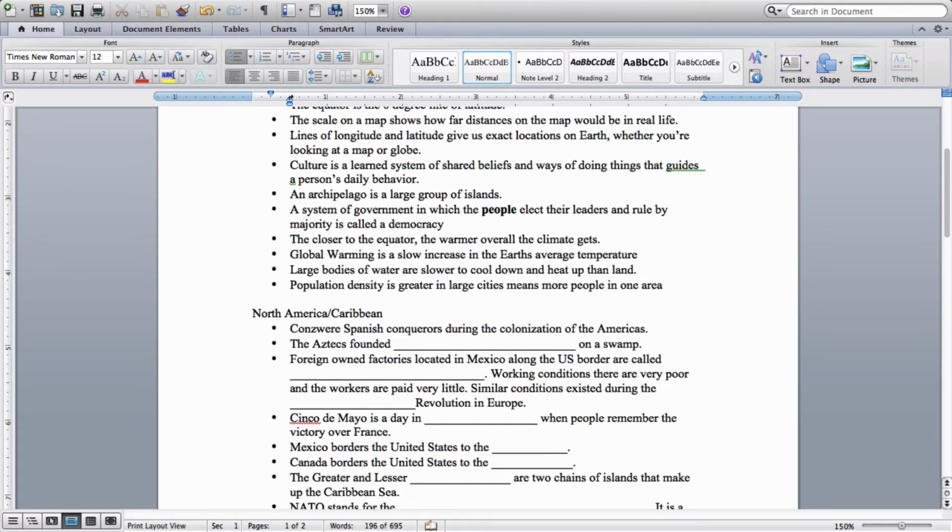Conquistadors were Spanish conquerors during the colonization of the Americas. The Aztec founded their capital city of Tenochtitlan on a swamp. We talked about that story of them looking for a place to build their capital city and having a prophecy that when they saw an eagle clutching a snake sitting on a cactus, that's where they should build it.